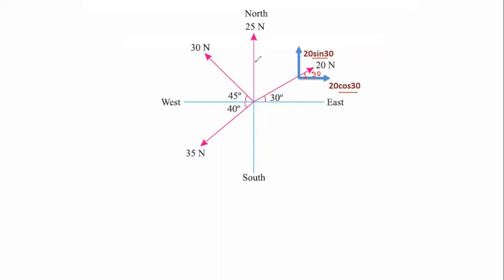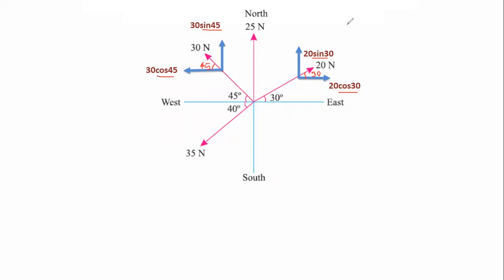Now this 25 Newton force is passing along the axis itself, so it is vertical and not required to be resolved. The next one is the 30 Newton force, and its resolution will be like this. It is passing through the center, so it makes an angle of 45 degrees. The component adjacent to the 45 degree angle is the cos component, and the other component is the sine component.